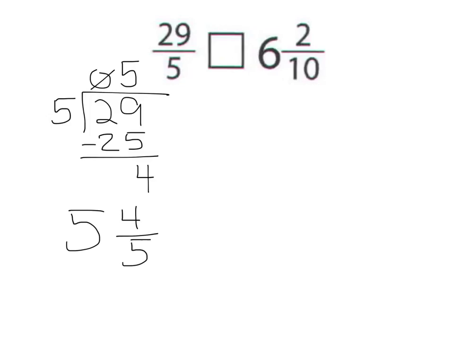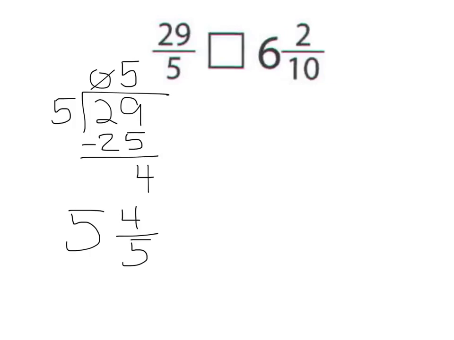Okay, so our next step is going to be to make sure that our denominators are the same. So there are 2 ways you can do this. Either A, you can change 4/5 into a denominator that has 10, or you can change 2/10 into a denominator that has 5. I'm going to change 2/10 into a denominator that has 5.